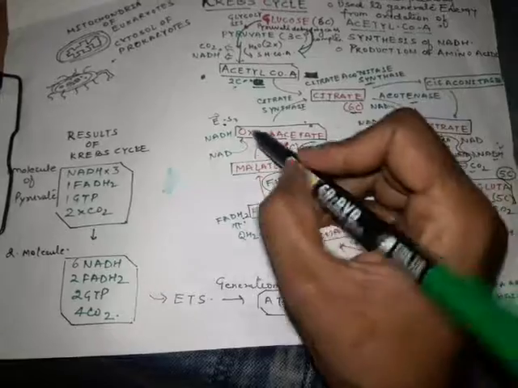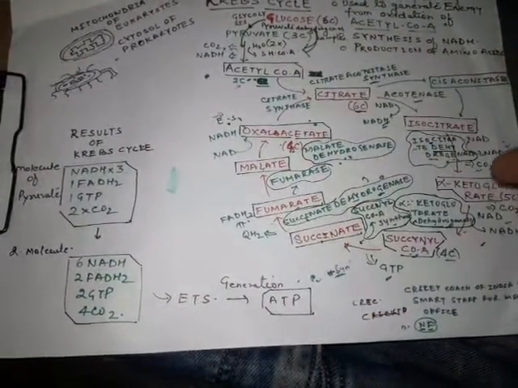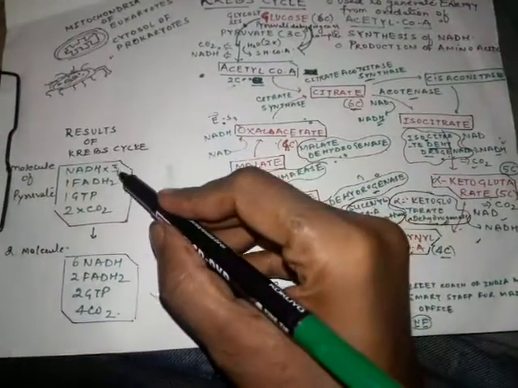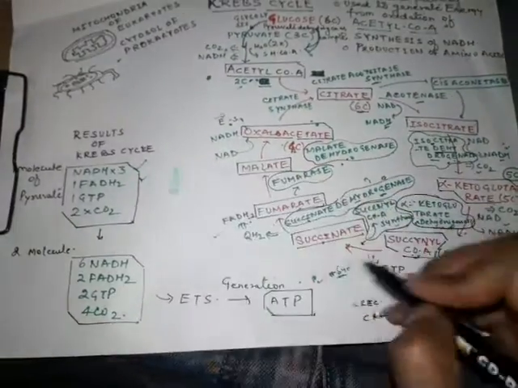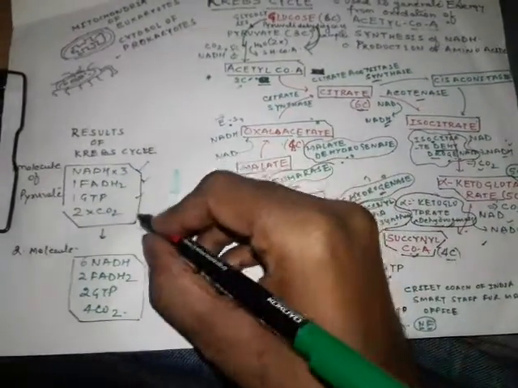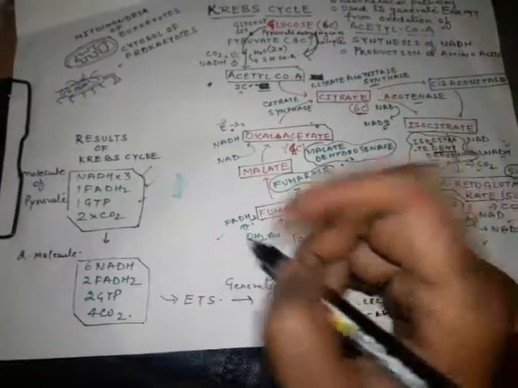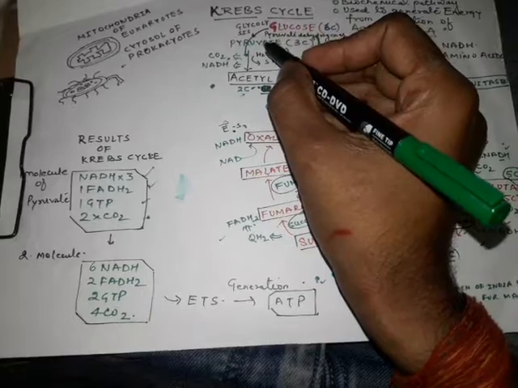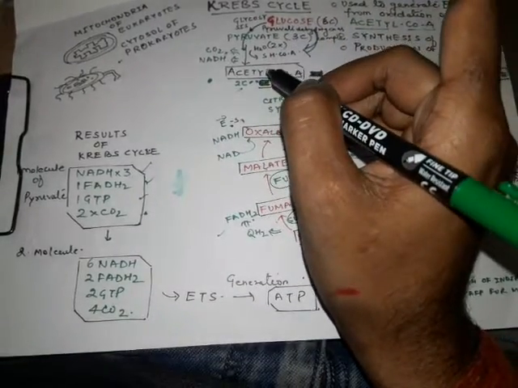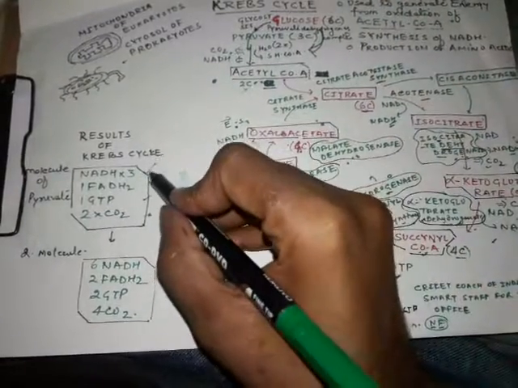So if one pyruvate is converted to acetyl coenzyme A and this cycle takes place, then 3 NADH molecules are formed, 1 FADH2 molecule is formed, 1 GTP molecule is formed, and 2 CO2 are released. Since in glycolysis, two pyruvate molecules are formed, when one molecule enters the Krebs cycle, these molecules are formed.